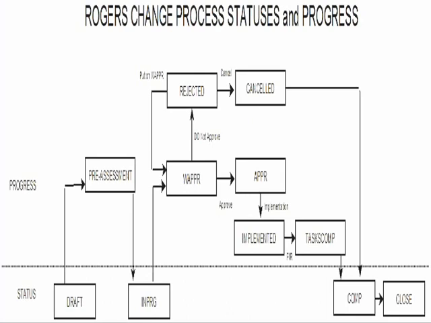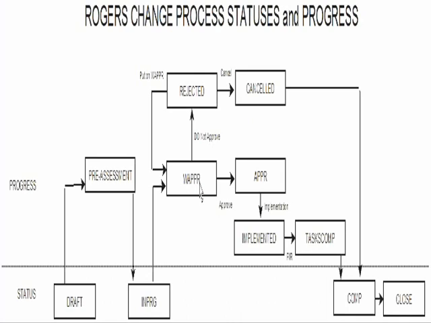At a higher level, the first status of a ticket would be draft, followed by in progress, and then complete and close. Within each of these statuses, a ticket will go through many progress values that show you how and where you are within the change ticket life cycle.